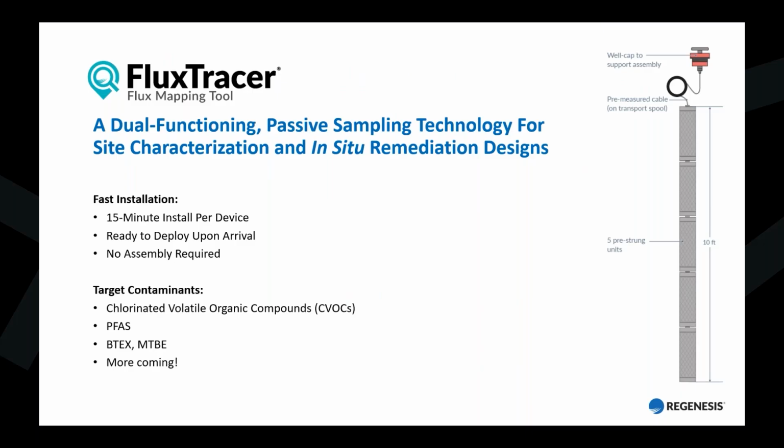So also to point out that these flux tracer tools are in 1-foot sections. So this is what gives us that additional delineation. And these can come in 10, 20, or even 30-foot devices with these separate sections. The PFAS sections would be in a 2-foot section as opposed to the 1 foot for some of the other contaminants.